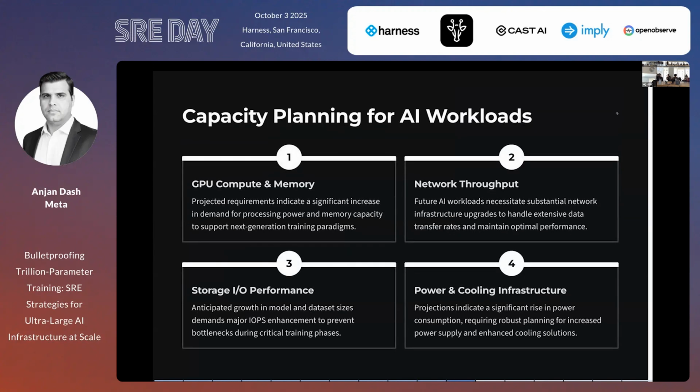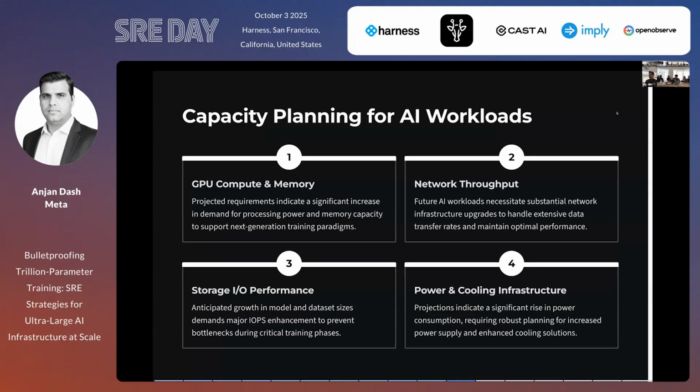So moving on, this was capacity planning for AI workloads. This is for bigger companies: what is the capacity that you need for later? The first is GPU and compute memory. This keeps on increasing, so you need to make sure that if you can get more from NVIDIA and if you have the money, you buy it. Similarly, network throughput. AI workloads generally keep on increasing and need more and more network. Again, if you have money, then buy it.